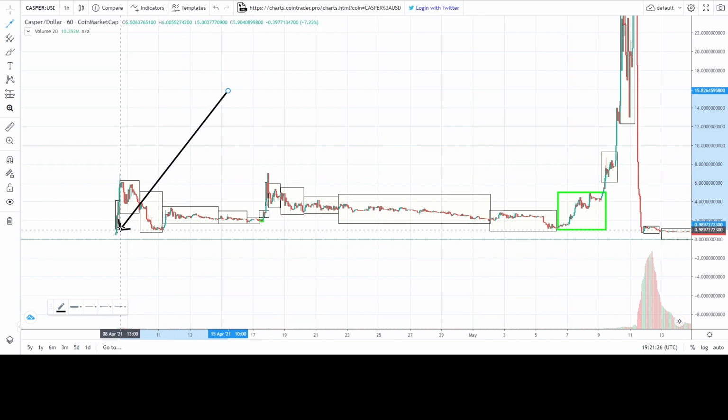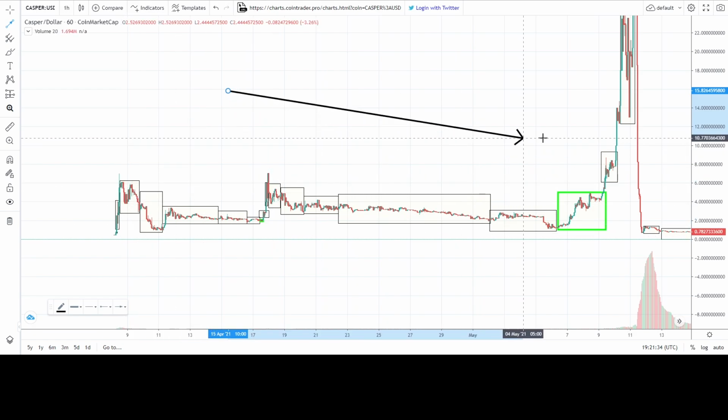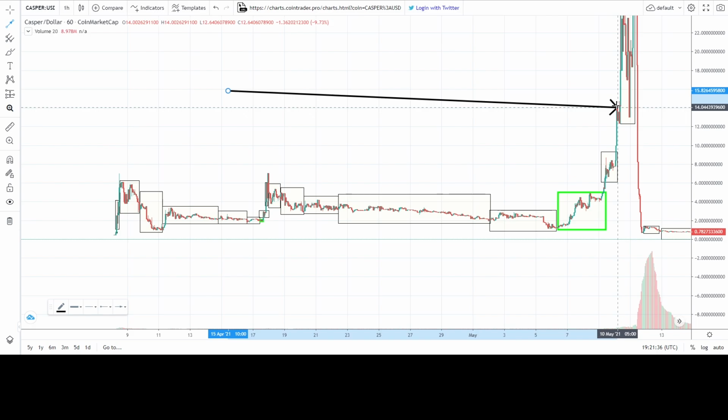So Casper starts with a move up. Now this move up is a bull run structure, believe it or not. It's repeated here, and then it's repeated on a very large scale here.